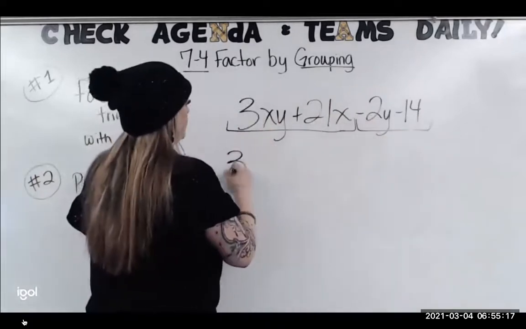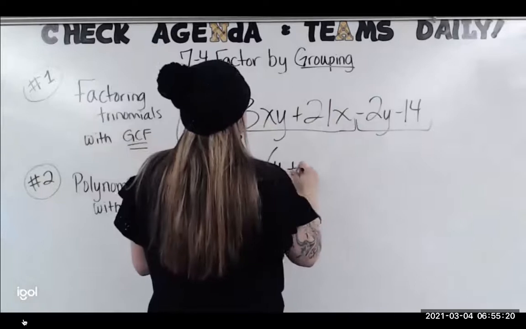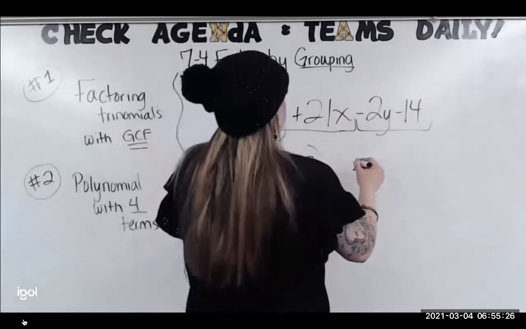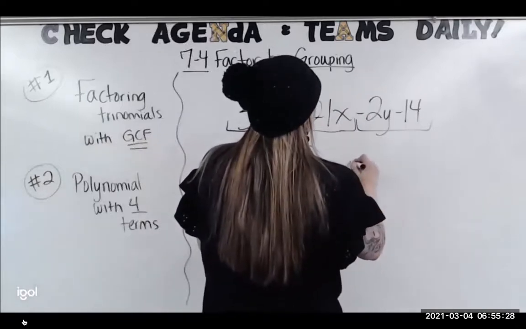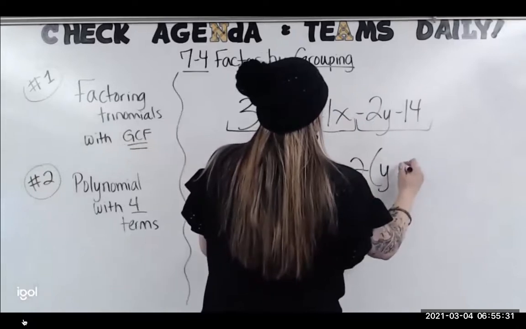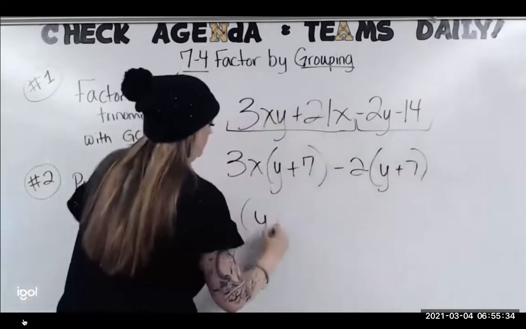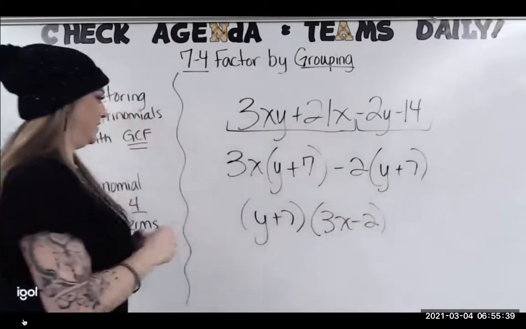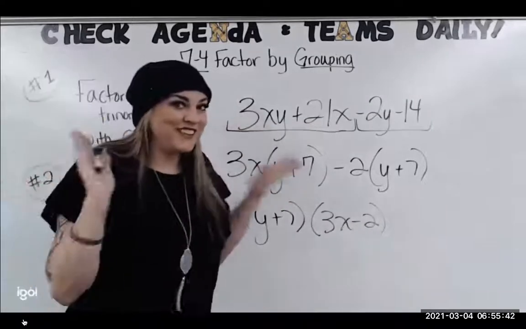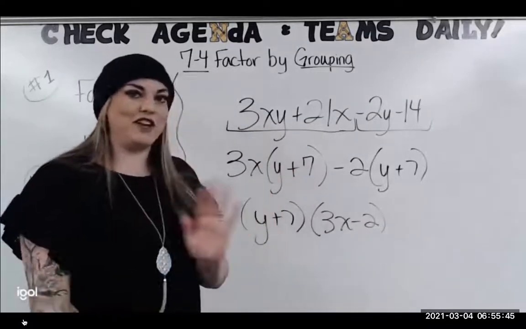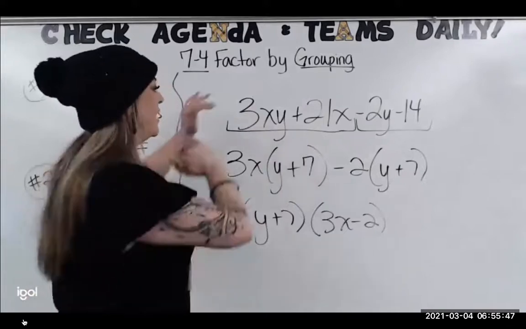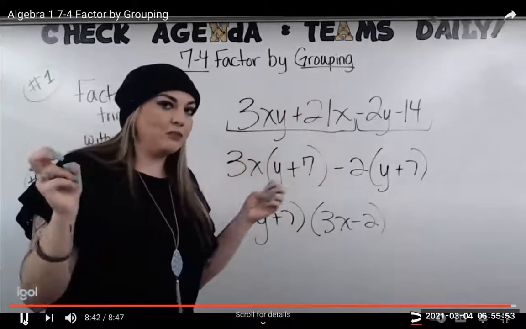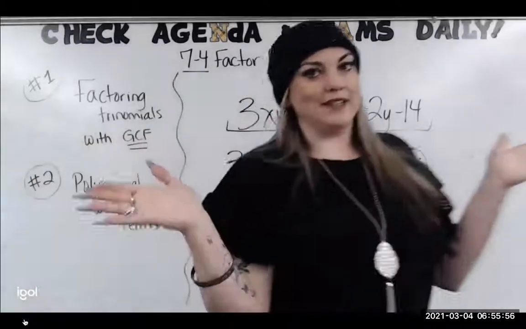Okay, so we should have 3x here, y plus 7, and negative 2, y plus 7. And there we go. Kind of fun, I think. I hope you are enjoying it too, finding those patterns and structure, making sense of how things are being thought about and grouped together, and factoring by grouping. And so happy practicing. Now you're on your own.